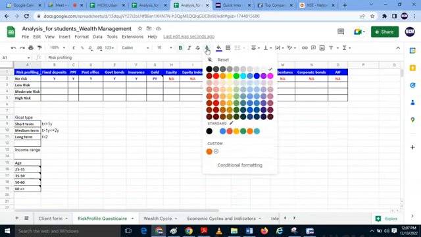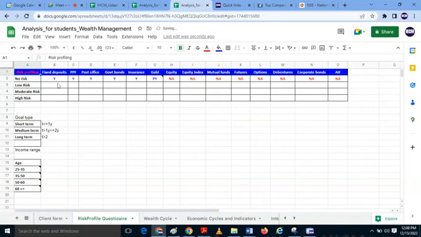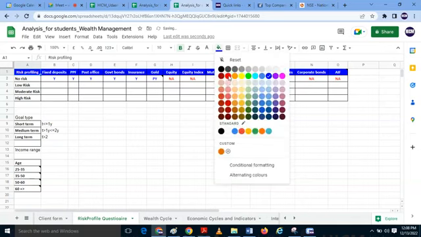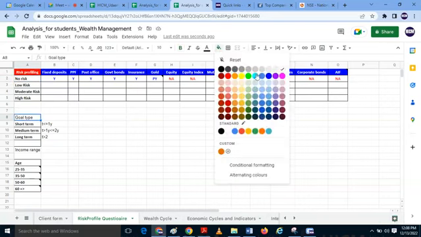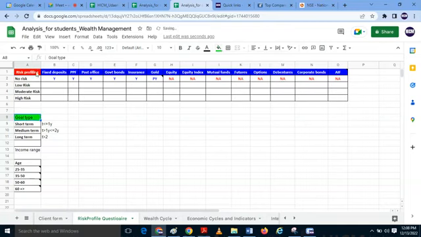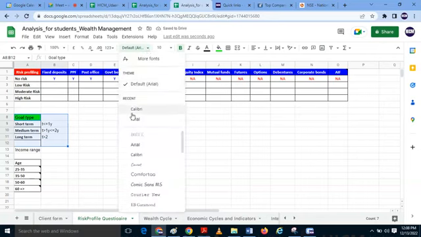Risk profiling. Sorry, this I will do with red color, because we are doing the risk profiling. You can change the colors, there is no issue, whatever color you wish to have. And this is my short term and long term goal.